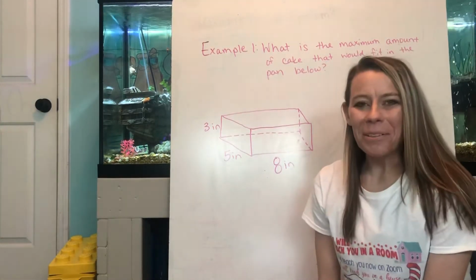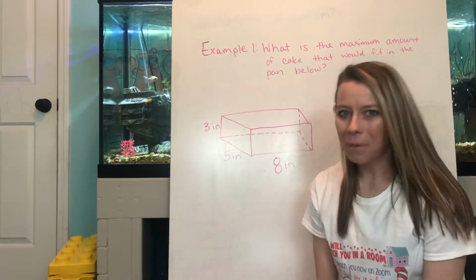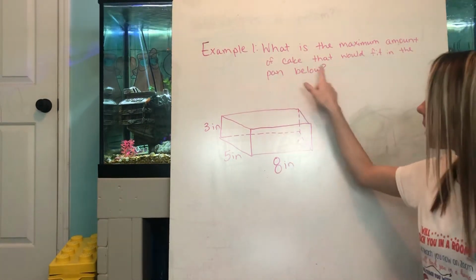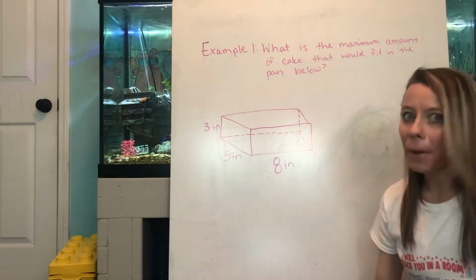Hello, this is example 1 on how to calculate the volume of a prism. It says, what is the maximum amount of cake that would fit in the pan below?